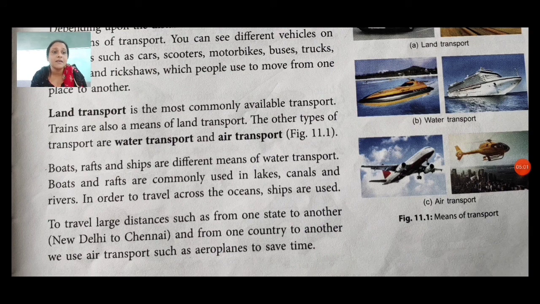In this figure 11.1, means of transport, that means we use different types of transport. Which types? Land transport, water transport and air transport. We have a total of three types of transport: land transport, water transport and air transport. In land transport, we use a car, train, and other types of vehicles. Then in water transport, we use the boat, ship, etc. And in air transport, we use plane, aeroplane.